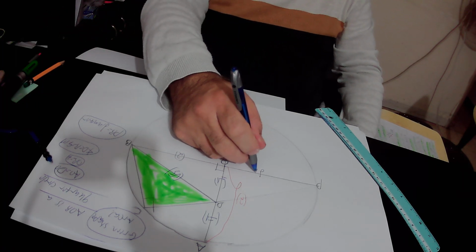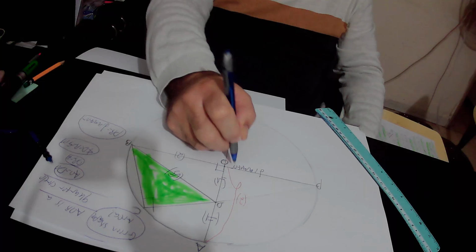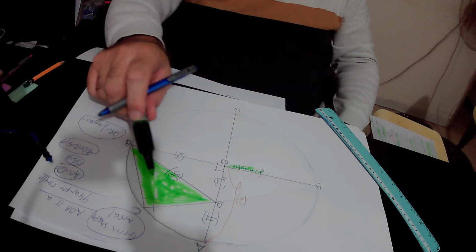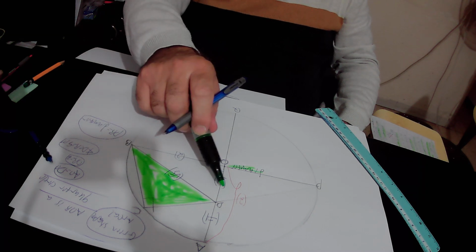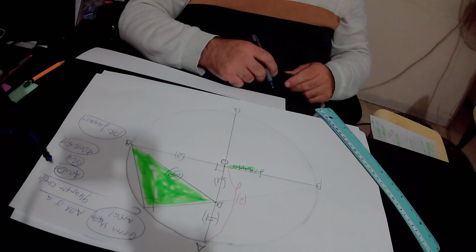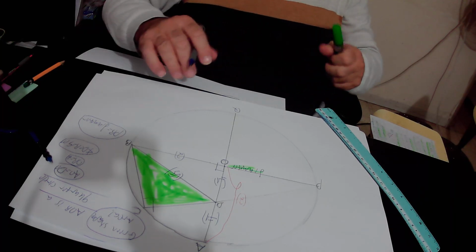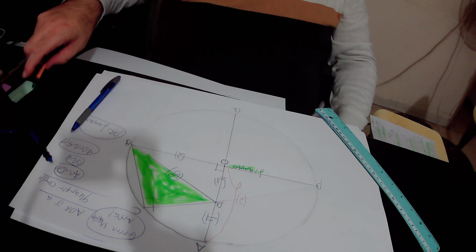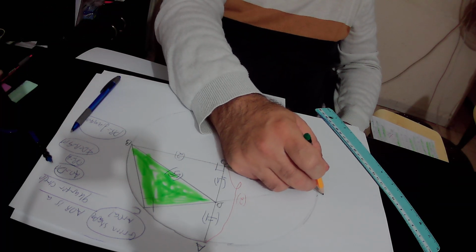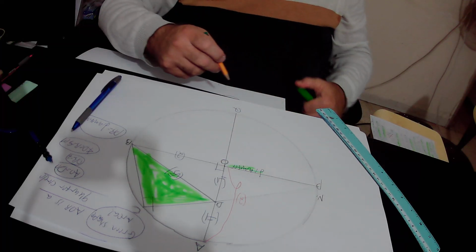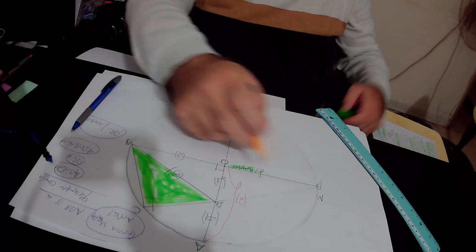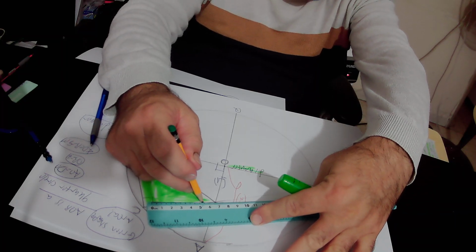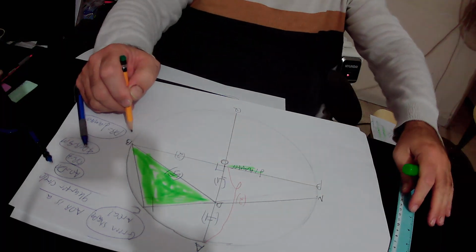So PB is the diameter of the circle. But the question is, where will the extended line segment CD touch the circle? We will assume that the extended side CD will touch the circle at point N. So here we have peripheral angle BCN.